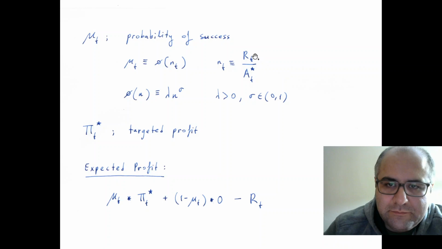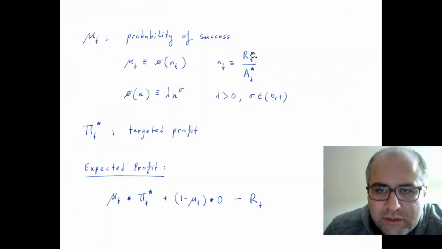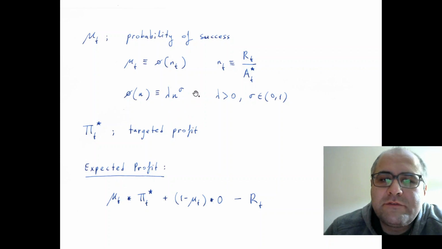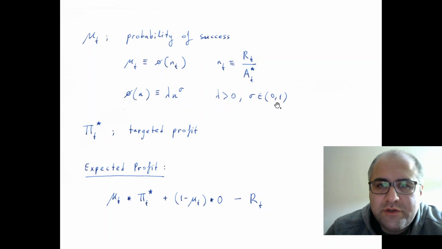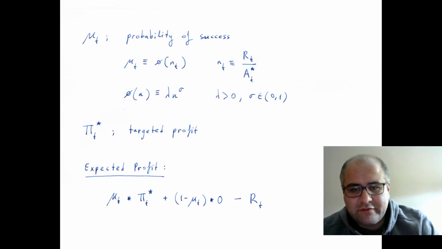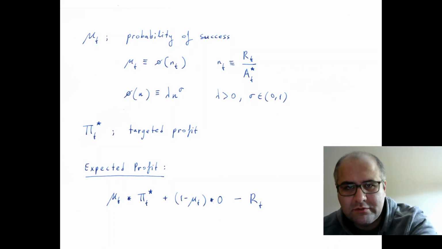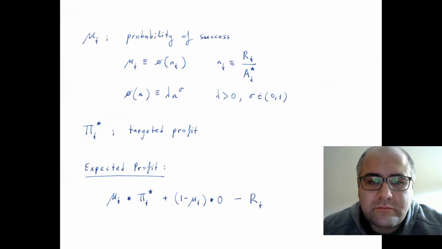So that's the idea, and we denote this normalized research expenditure by N. So NT would be research expenditure, RT, normalized by the targeted productivity level. This is the specification of this function phi. It depends positively on N again. Lambda is some positive number, and sigma is between 0 and 1. So here there is decreasing returns to scale in the knowledge production function. Because before creating knowledge, we first create the success probability, but the marginal return of that success probability in terms of N is decreasing. So that will be important.